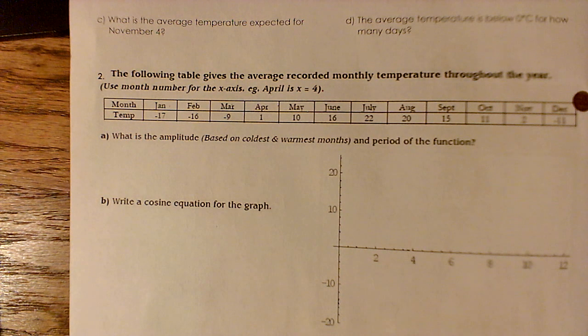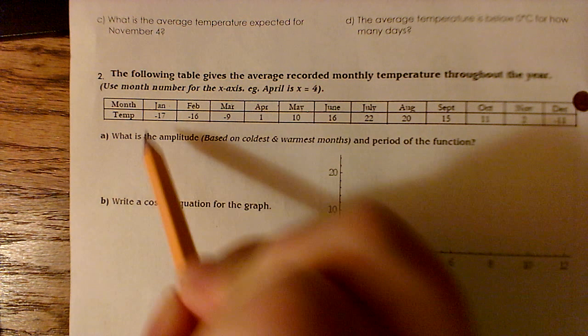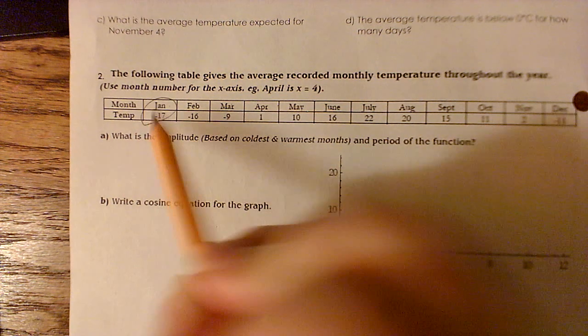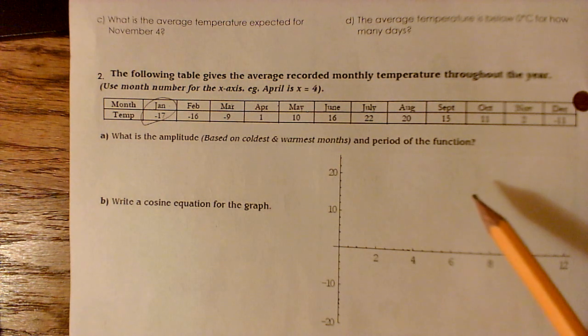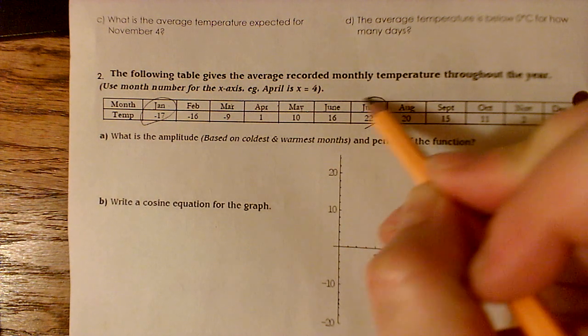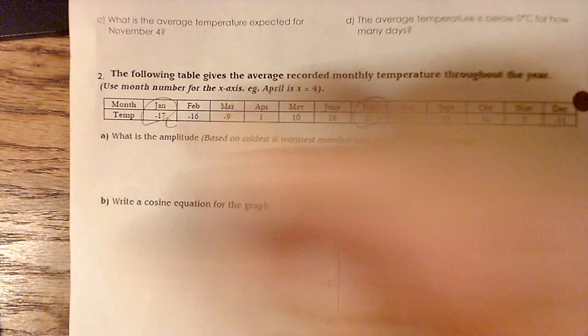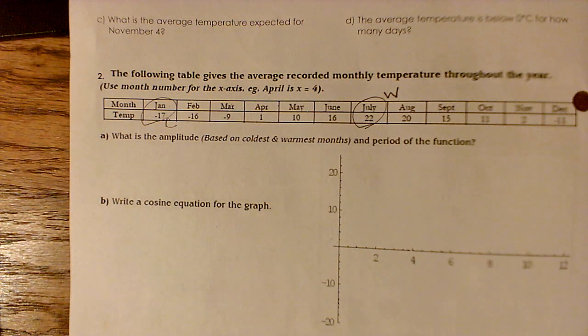They gave us a table to look at. All right, so if you think about it, the coldest month of the year would be January, because negative 17. And then the warmest month of the year would be July. So this is the coldest, this is the warmest. Okay, so that's our low and high points for our graph.